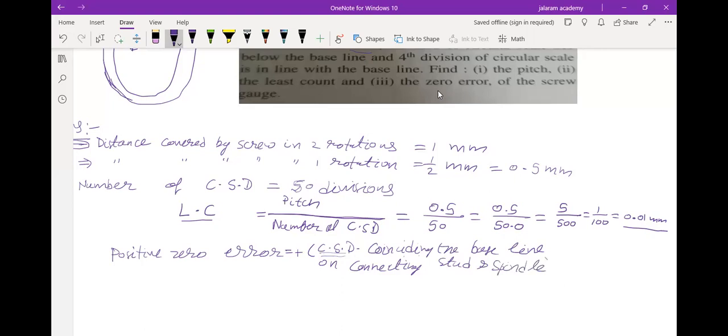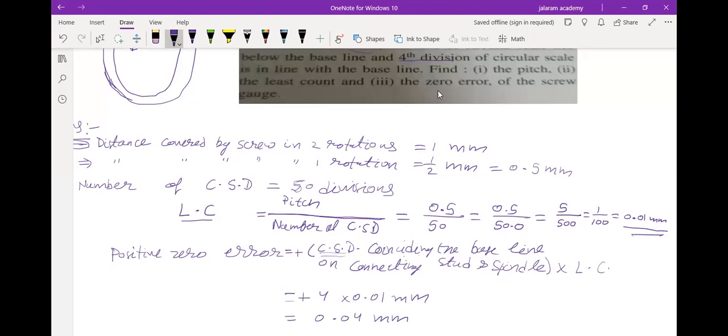In the question, in place of a spindle, screw is written, so we will use screw. Plus, circular scale division coinciding with the baseline is given as four. For least count we have calculated 0.01 mm, and finding the product it is giving 0.04 mm. Is that clear to everyone?